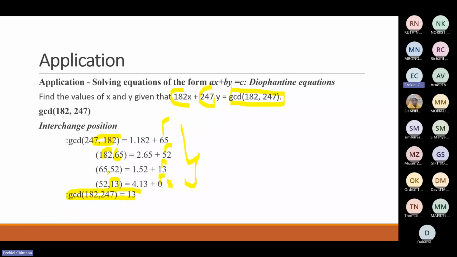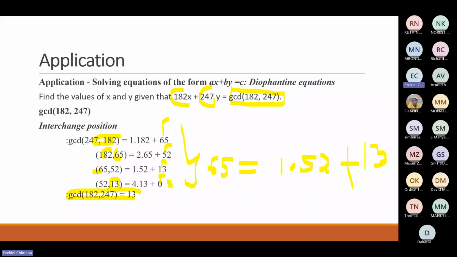Remember, on this one, we are just saying 65. So I'm using a mouse. My computer is not a touch screen, so I'm using a mouse to write. So yeah, I'll be a little bit slow. So I'm saying 65 is equal to 1 times 52, plus what? Plus 13.